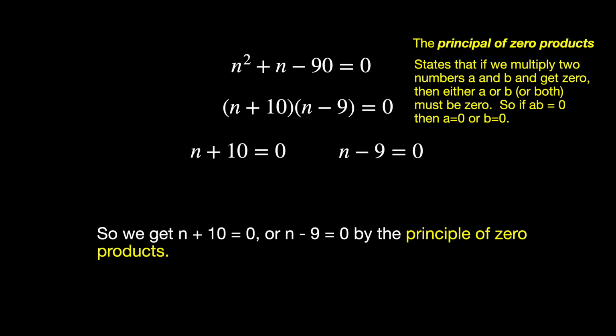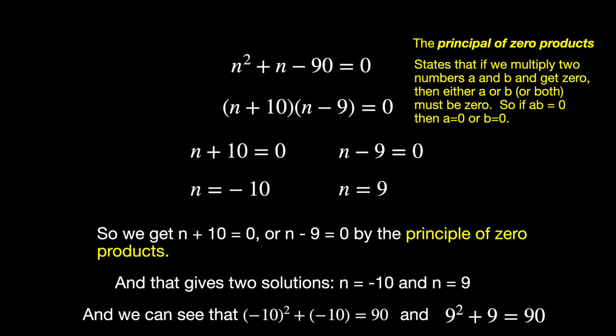Now we can apply the principle of zero products. That is, if we're multiplying two numbers and we get 0, either one or the other or both have to be 0. So since n plus 10 times n minus 9 is equal to 0, either n plus 10 is 0 or n minus 9 is 0. Then solving those two equations gives us n equal to minus 10 or n equal to 9. So we get two different solutions.